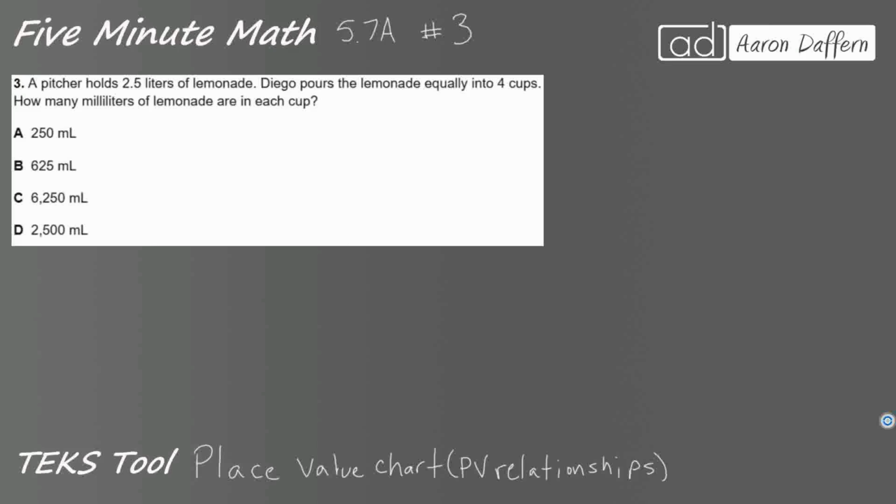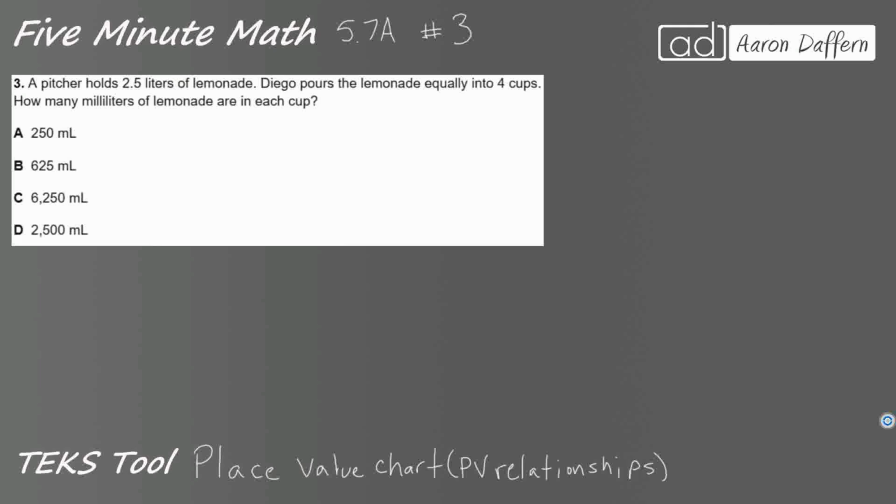Today we are looking at the TEKS tool place value chart. We are working with place value relationships with a problem related to TEKS 5.7a, and we will solve it in 5 minutes or less. If you haven't done so already, please go ahead and take a moment to pause the video, work this problem out on your own, unpause it, and we will look at our answers together.